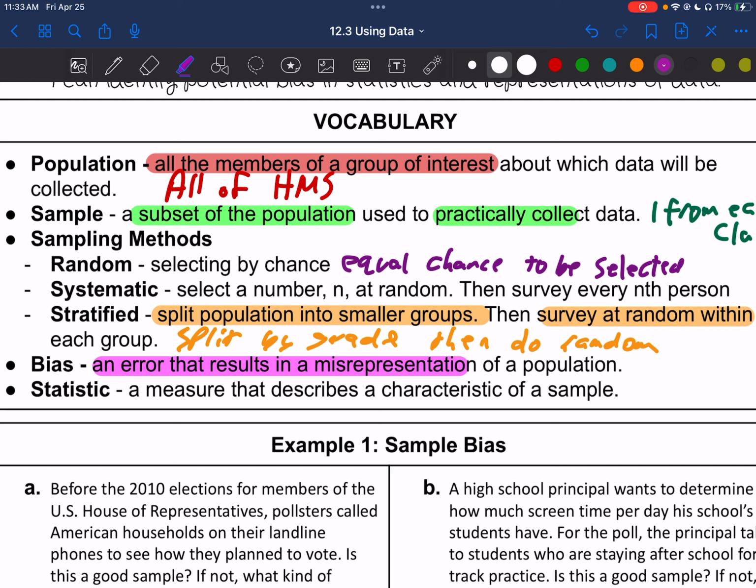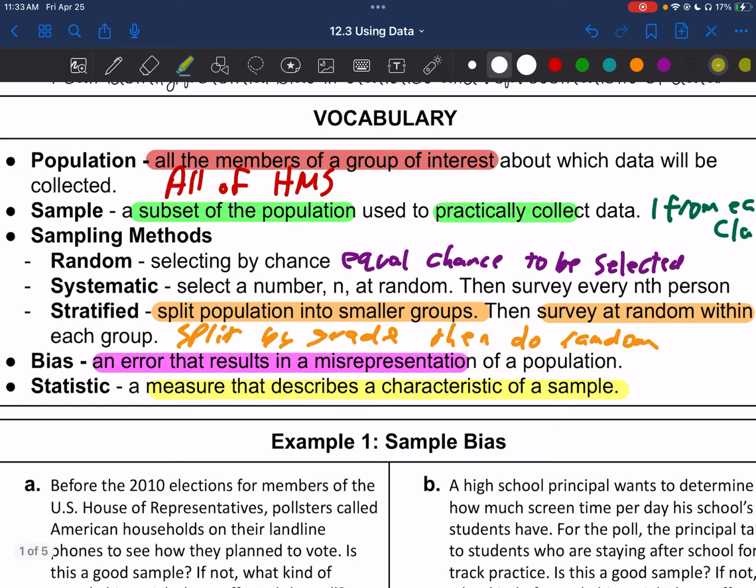And so you can see errors creep in. And when you have these errors, then it leads you to drawing wrong conclusions or making wrong decisions because your data was not good enough. Lastly, we have a statistic, and this is a measure that describes a characteristic of a sample.